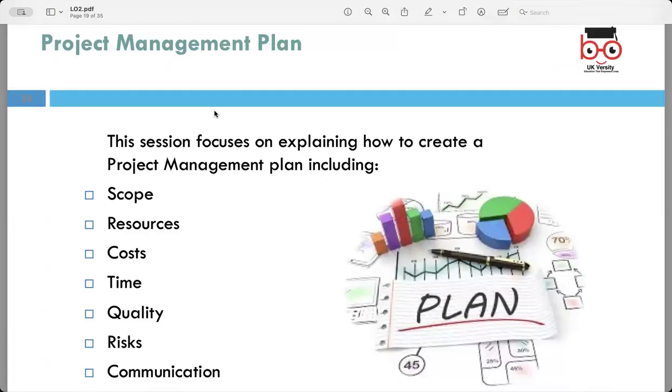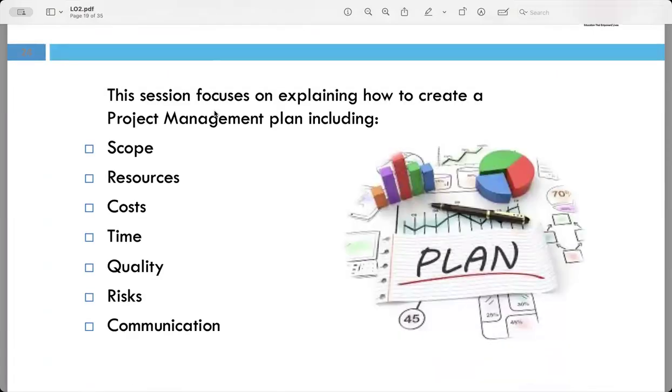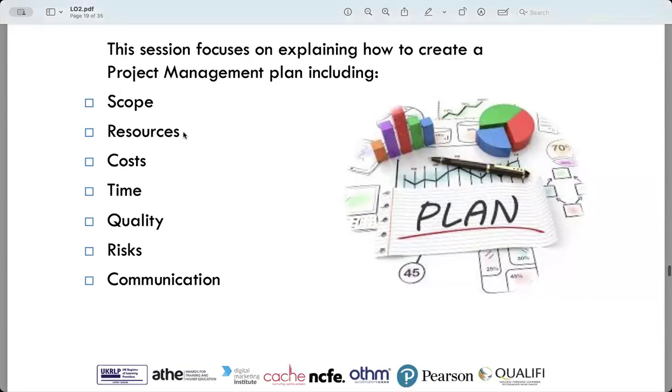Project management plan. We discussed project management yesterday as well. Today we will discuss the project management plan. This is a critical part of your research proposal, and it helps you stay organized from start to finish. The plan includes several important areas.